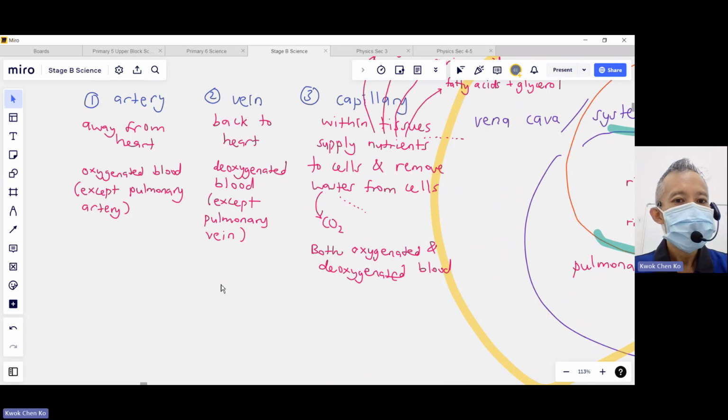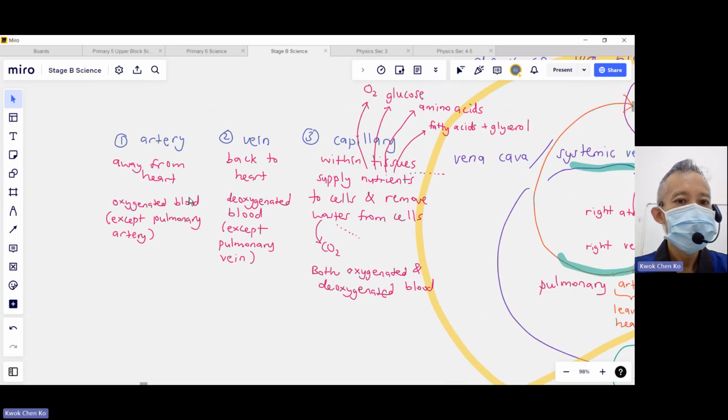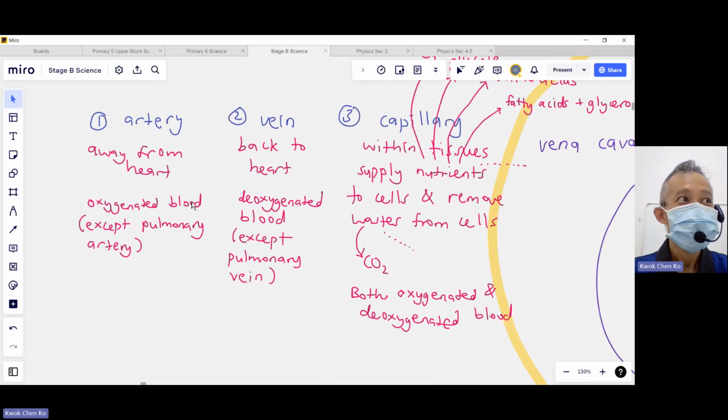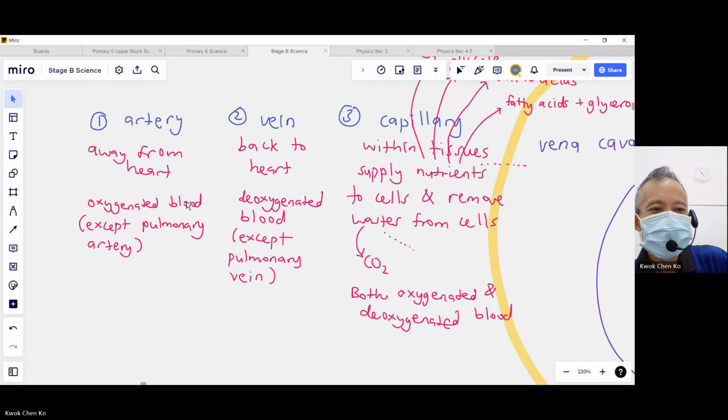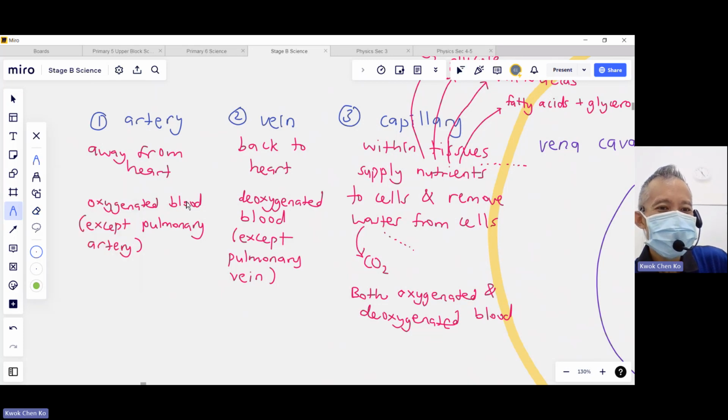Just a note, oxygenated blood. How does it look like? Appearance of oxygenated blood. Right somewhere. Oxygenated blood.